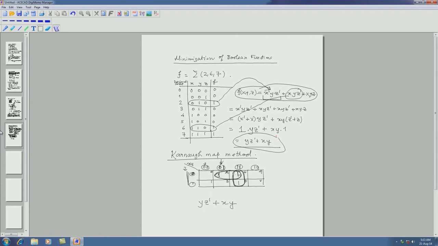The problem of this method is that when the variables start increasing, then this whole system can become very, very complicated, but we can do the same map method for functions having four variables, which is the last topic that we will discuss in this lecture.